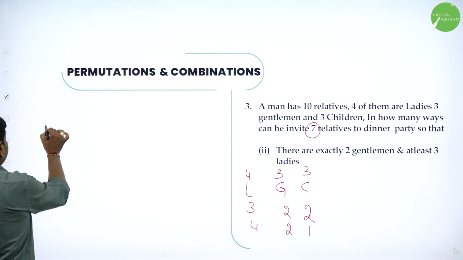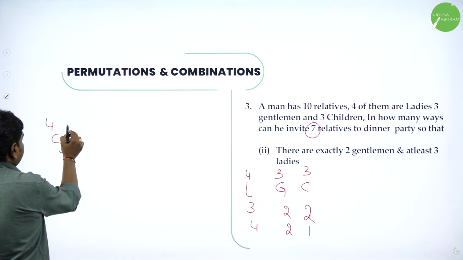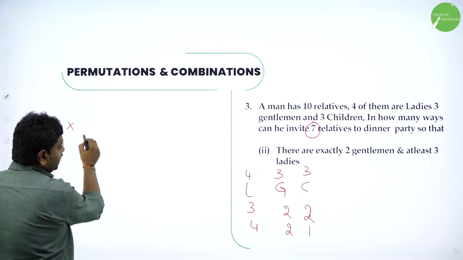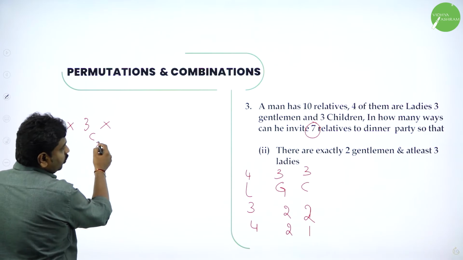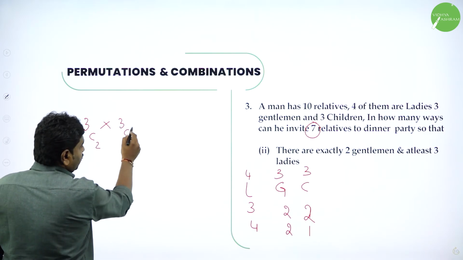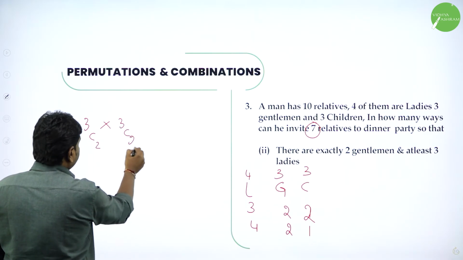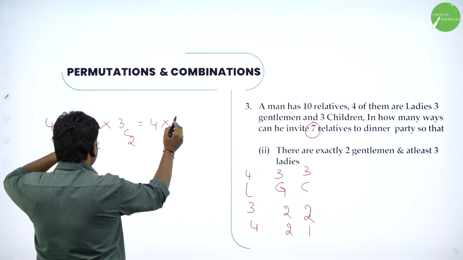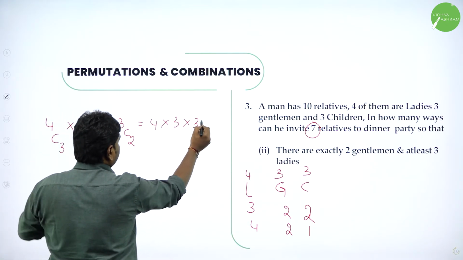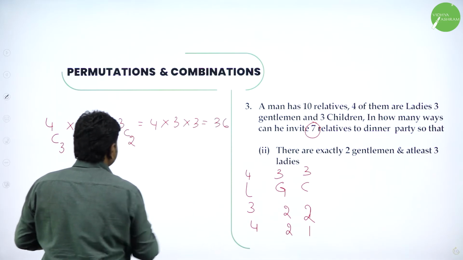First case: out of 4 ladies, 3 ladies can be selected in 4C3 ways. Out of 3 gentlemen, 2 gentlemen can be selected in 3C2 ways. Out of 3 children, 2 children can be invited in 3C2 ways. You know 4C3 is the same as 4, and 3C2 is the same as 3C1, that is 3. So 4 threes are 12, and 3 threes are 36.